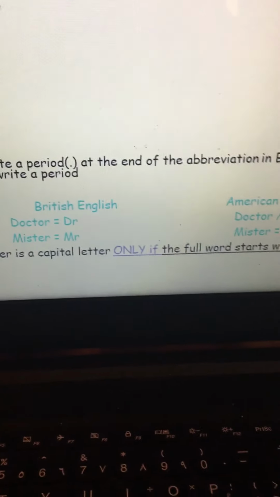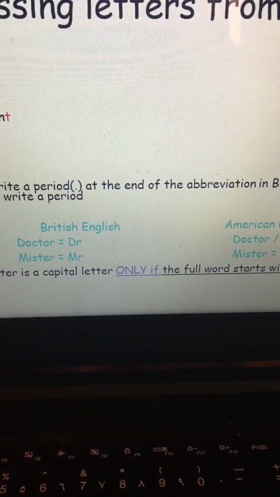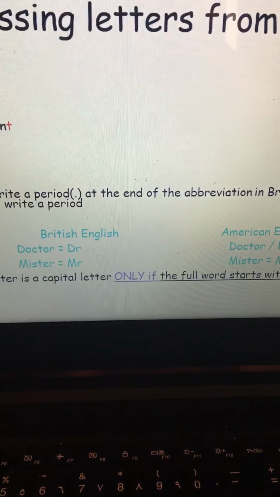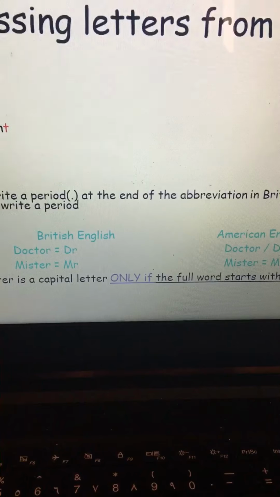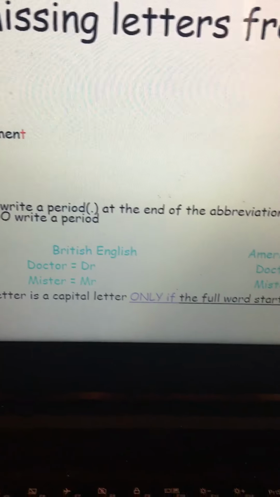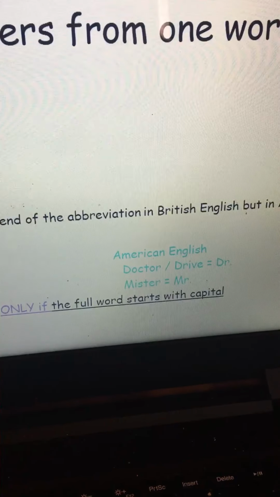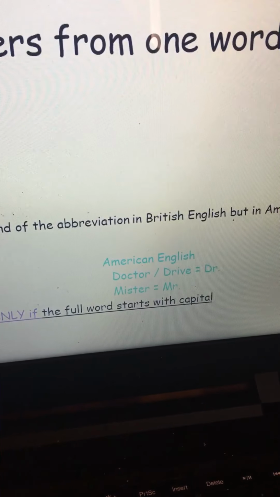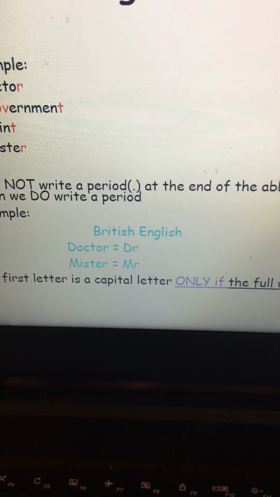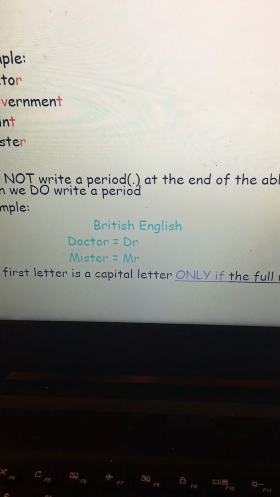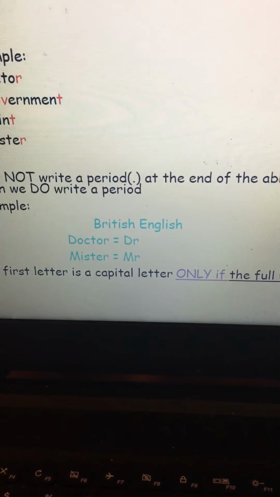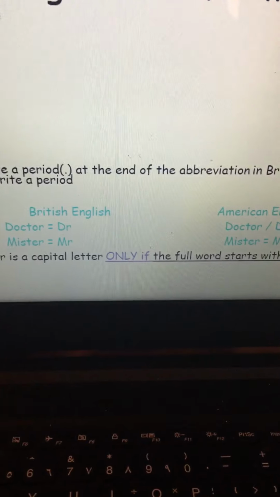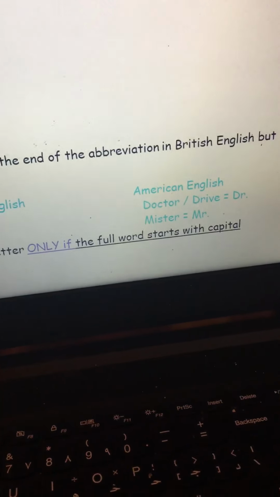Putting periods after abbreviations or not is a little known difference between British English and American English. Therefore, using contractions in American English, we always add a period after abbreviations, as you can see. However, in British English, we do not use periods. Remember, the first letter is a capital letter only if the full word starts with a capital.